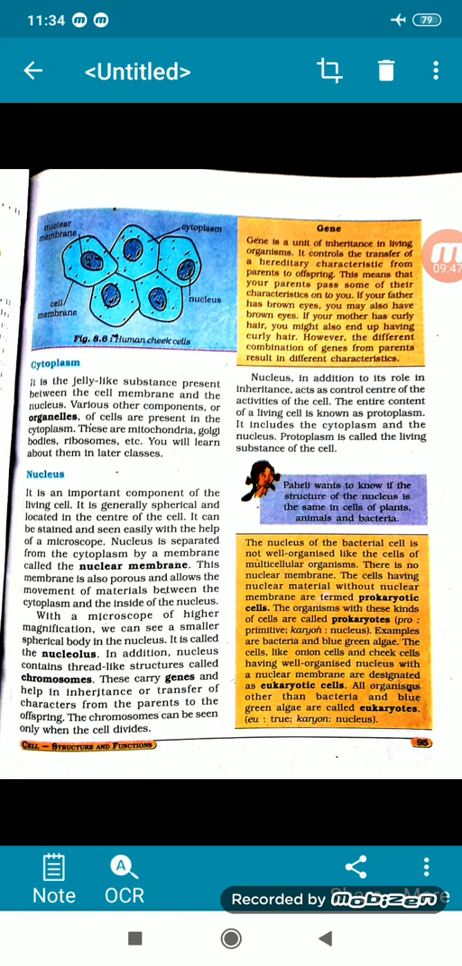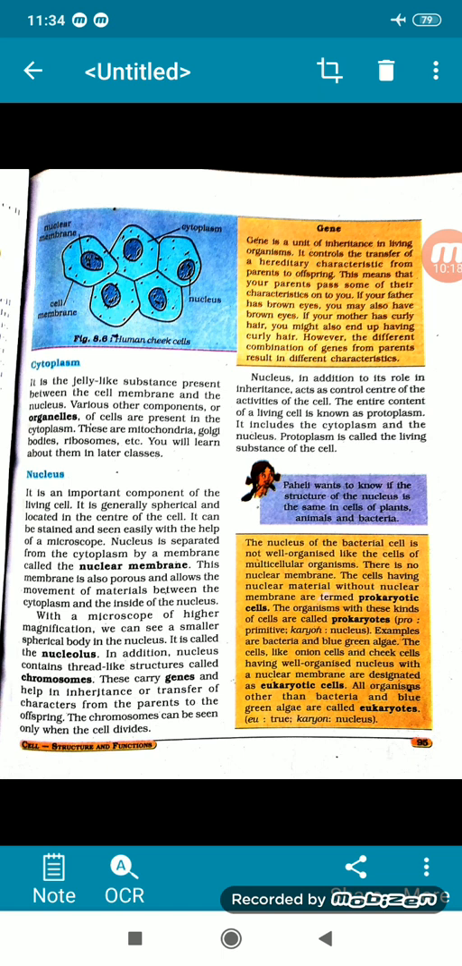Now we go to the nucleus. It is very important component in the living cell. It is generally spherical and located in the center of cell. It can be stained, colored and can be seen easily with the help of microscope. Nucleus is separated from the cytoplasm by a membrane called nuclear membrane. This membrane is also porous and allows the movement of materials between the cytoplasm and the inside of nucleus. Then we have nucleolus. Chromosomes.